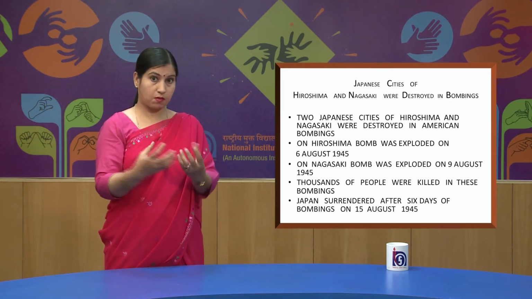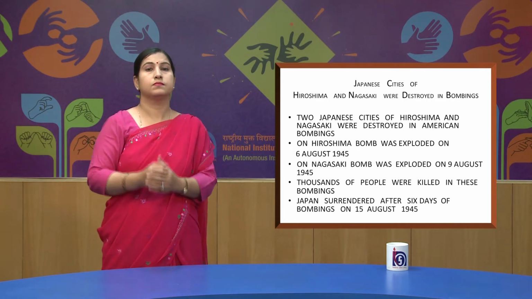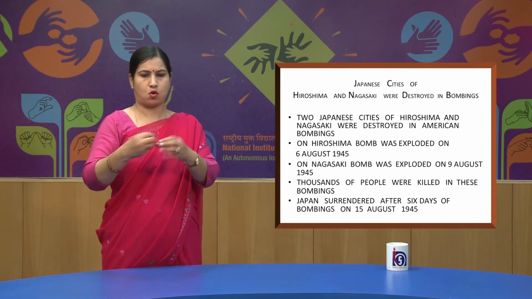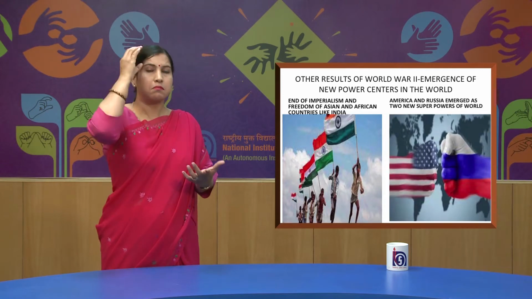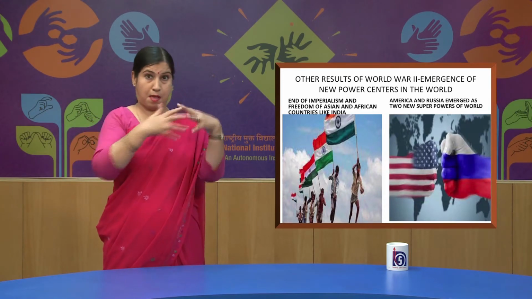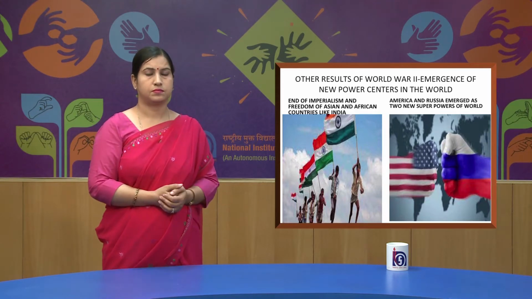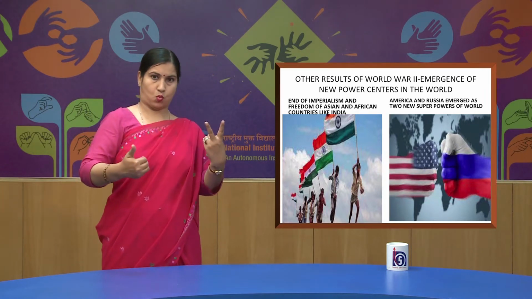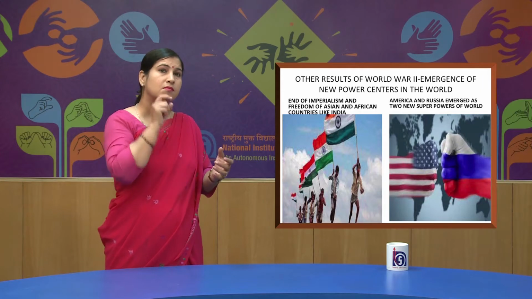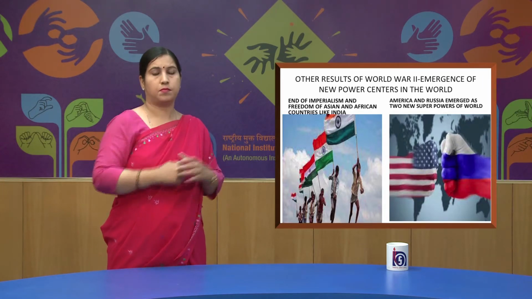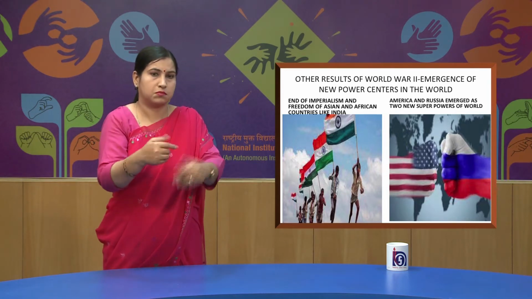After the Second World War, German Nazi Party was banned and the army was also disbanded. Another important result of the war was the weakening of imperial countries and rise of America and Russia as two superpowers. In fact, the world was now divided into two blocs, the American bloc and the Soviet Russia bloc. The tension between these two countries led to the Cold War that continued for a very long time.